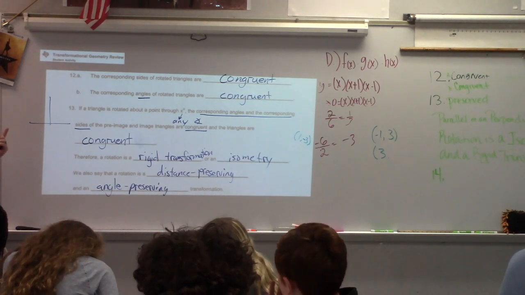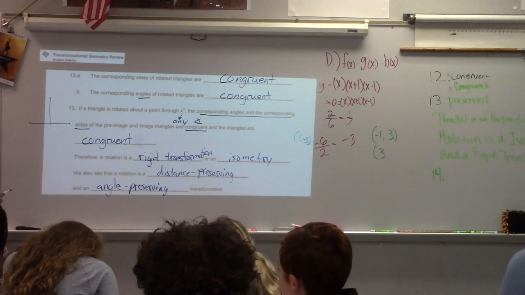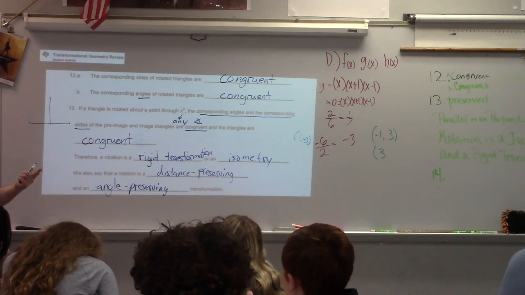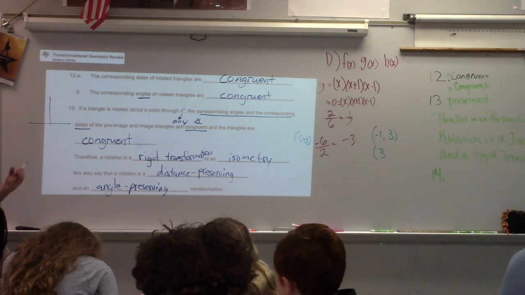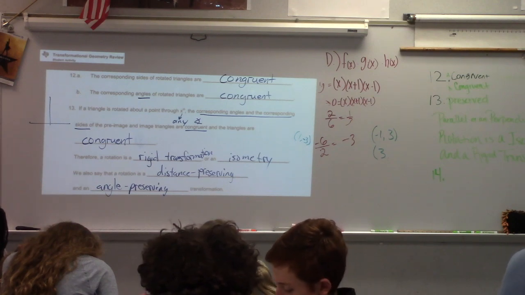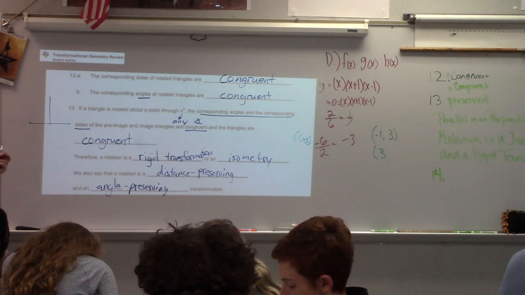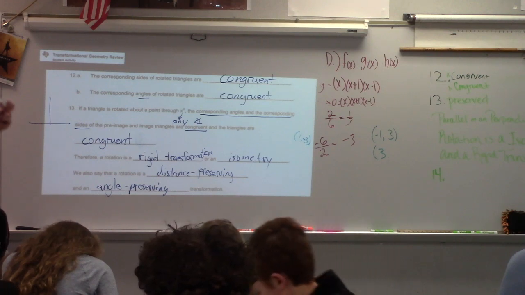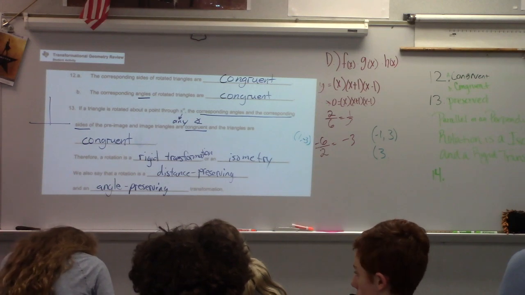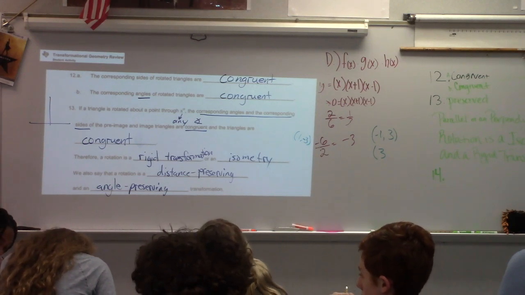All of those statements are also true for what other transformations? Translations and reflections, right? Well, and we already have rotations here, right? All of these statements about the triangles and the sides and the angles being congruent, and about it being a rigid transformation, distance preserving and angle preserving, all of those are true for reflections and rotations as well, or reflections and translations as well.